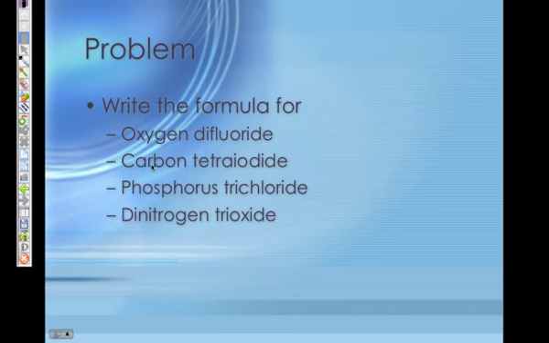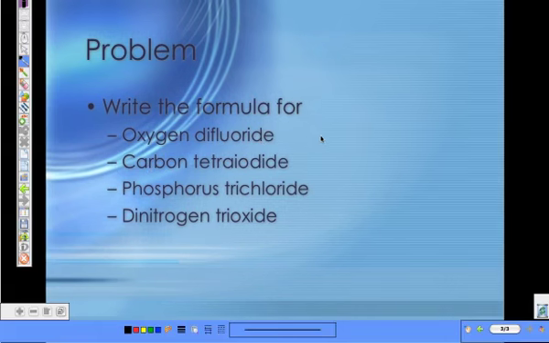So oxygen difluoride, what would be the formula? OF2. Carbon tetraiodide. CI4. Now, we are not looking up the charges and crossing charges and balancing charges. We're just going based on what the prefix is here. Di meant 2, so we had 2 fluorines. Tetra, here.